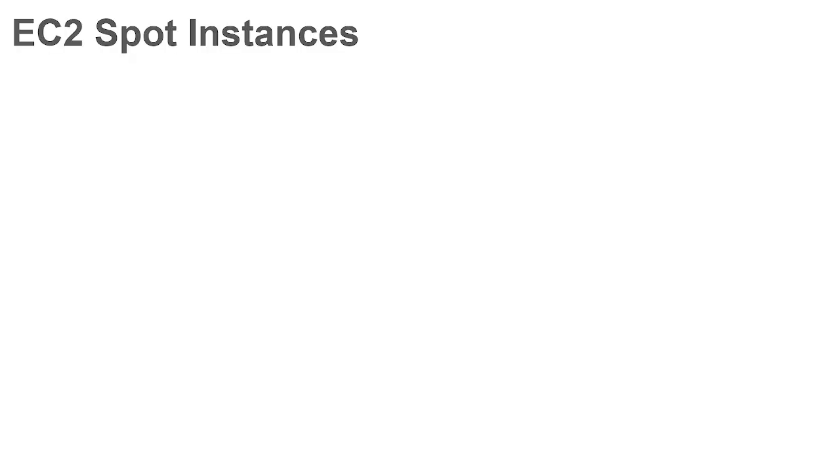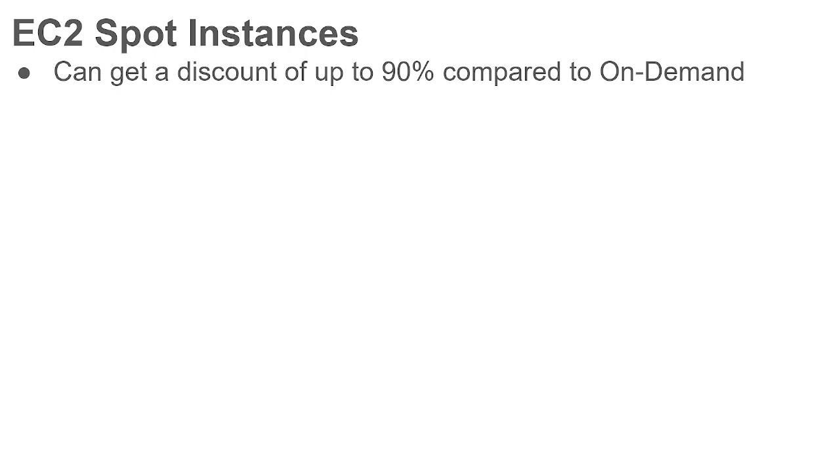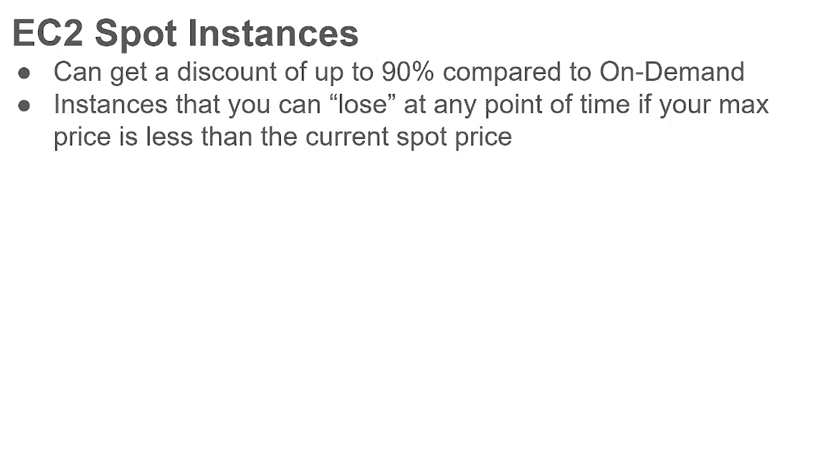EC2 spot instances. Now what is this? So this is the most feasible stuff because you will get a higher discount on it. You can get about 90% compared to on-demand instances, but there are some drawbacks. Let us see. Instances that you can lose at any point of time. If your maximum price is less than the current spot price, you will lose that.